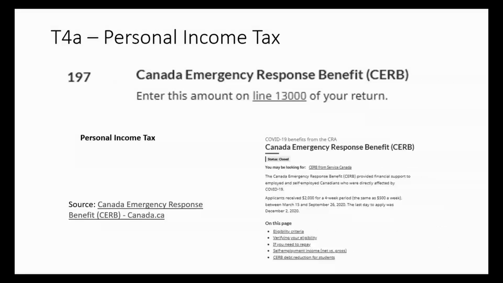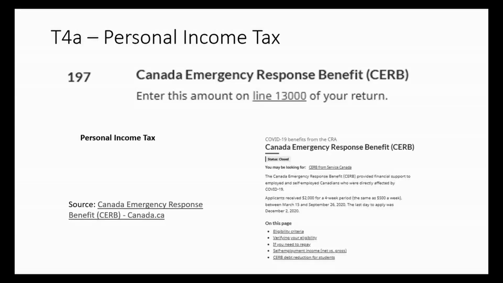Next up you have code 197. This is CERB. These are COVID-19 benefits. If you did receive COVID-19 benefits, this was financial support to employed and self-employed people directly affected by COVID-19. Applicants received $2,000 for a 4-week period, the same as $500 a week, between March 15 and September 26, 2020. So this is something that was back in the past.